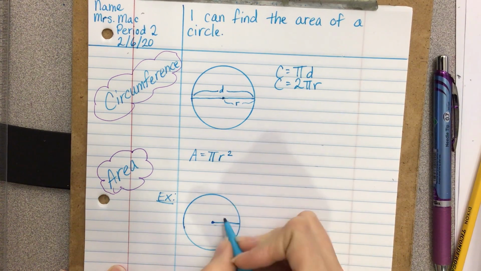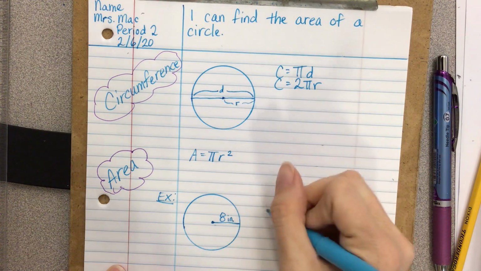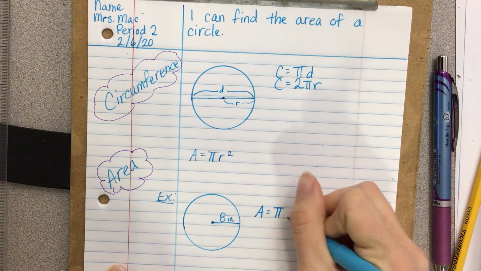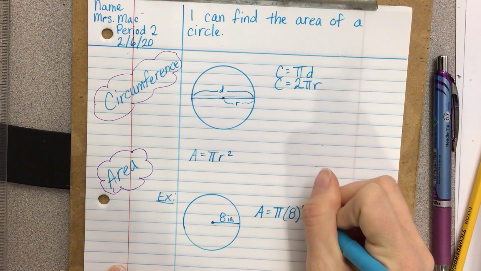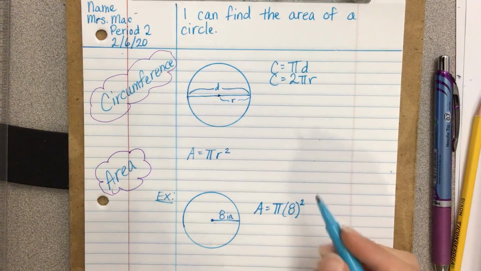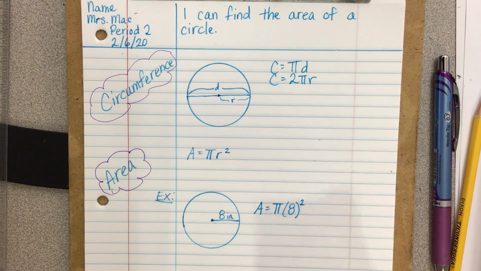So we're going to say that the radius here is 8 inches. Okay. That's all you need to know to be able to find the area. So we're going to plug in pi. Since this is the radius, it's going to be 8 squared. Okay. I always put the number that I'm substituting in parentheses because it makes sure that you don't accidentally square something else. Okay. This is 8 squared, not pi squared.